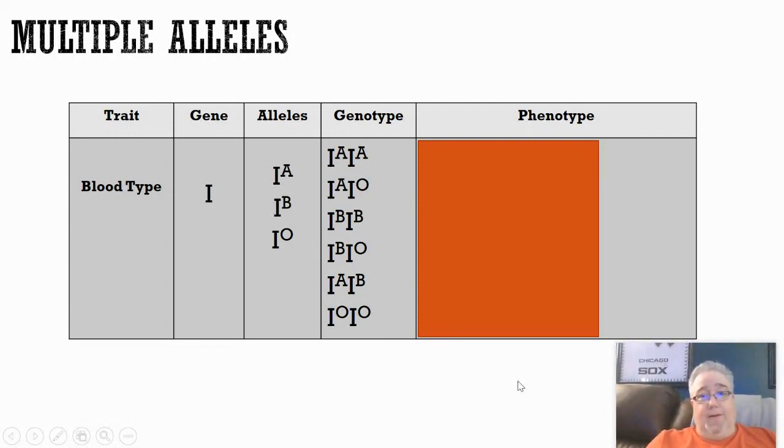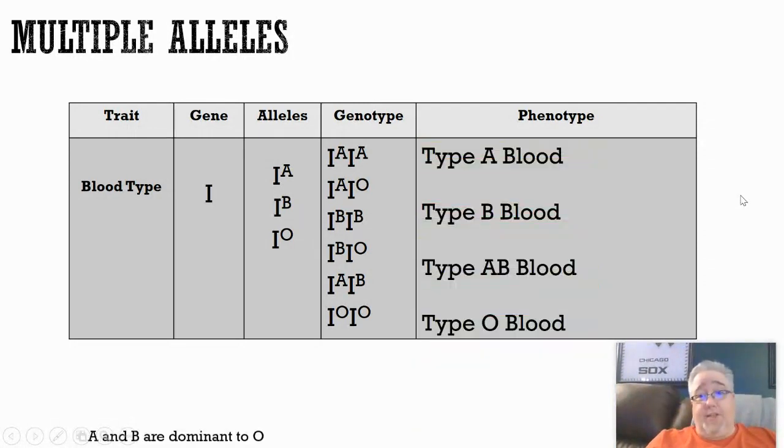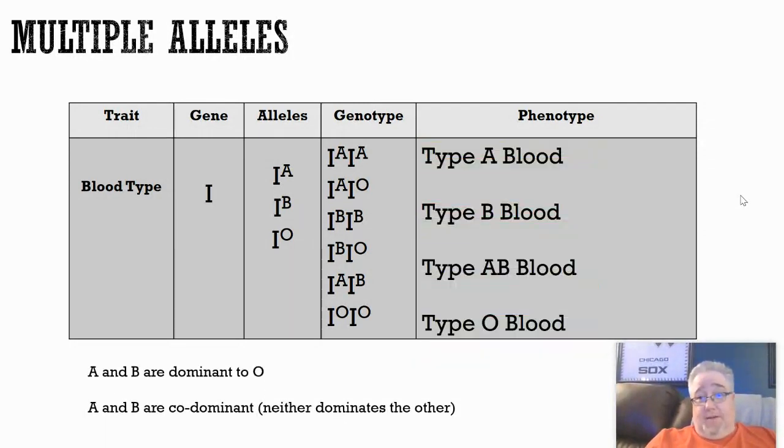All right, now the phenotype is what blood type you have. So for example, if you have IAIA, you have type A blood. Okay, no matter what, you're type A blood. If you're IAIO, you also have type A blood. And the reason why is because O is recessive. So if you have AO, it's going to be type A. IBIB would be type B blood. IBIO would be type B blood because, again, O is recessive. So if it's BO, it's going to be type B blood automatically.